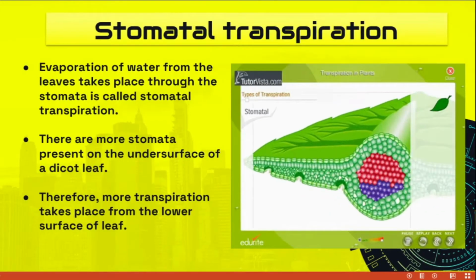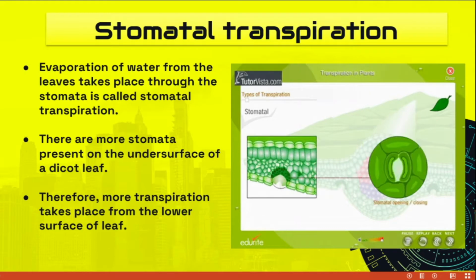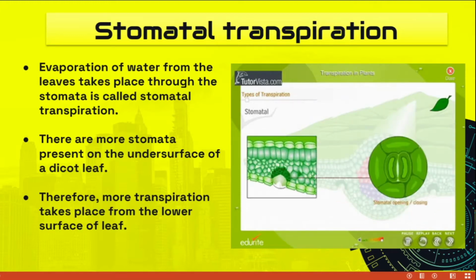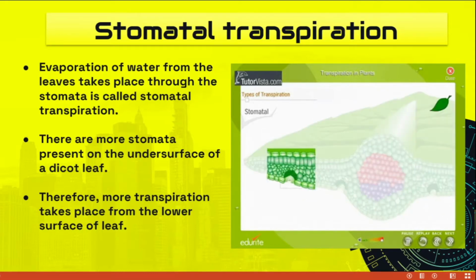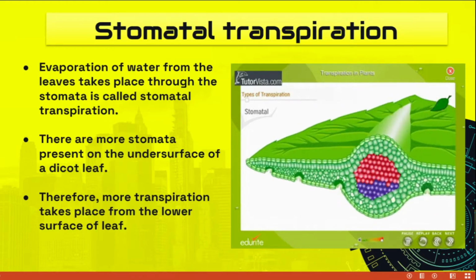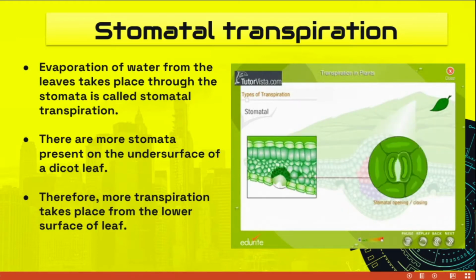First one, stomatal transpiration. What does it mean? Evaporation of water from the leaves takes place through the stomata. It's called stomatal transpiration. In the leaves, there are two surfaces. One is upper, another one is lower or under. When comparing the two surfaces, the under surface has a large number of stomata, which means more transpiration takes place from the under surface of the leaves.